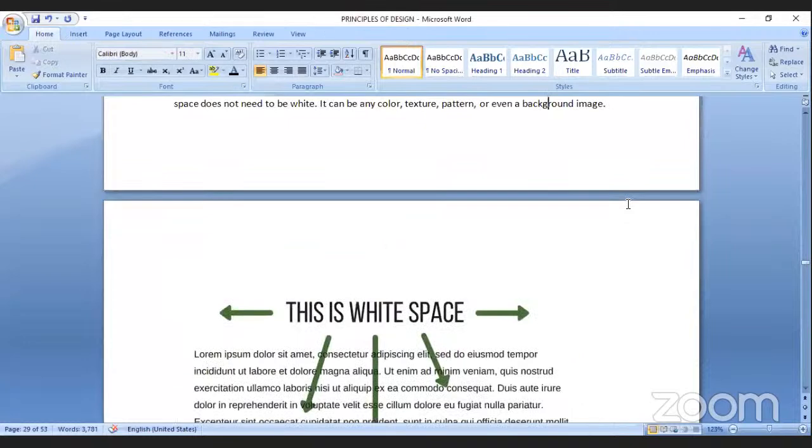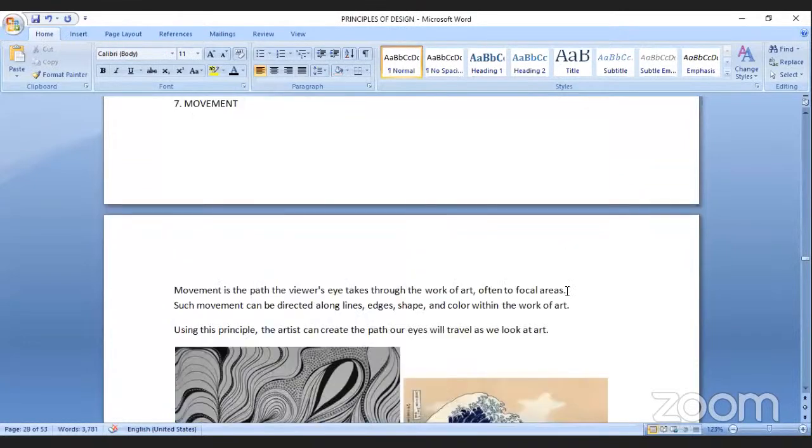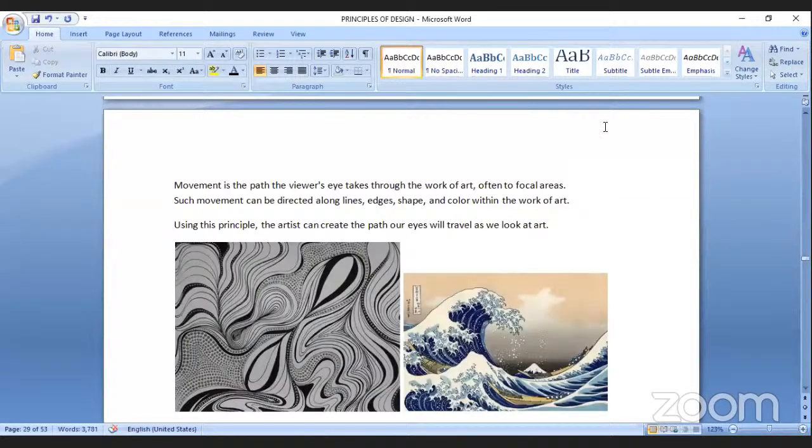So now movement. Movement is the path the viewer's eye takes through the work of art, often to focal areas. Okay? Focal areas, not just one area. Such movement can be directed along lines, edges, shapes, and color within the work of art. Using this principle, the artist can create the path our eye will travel as we look at one particular art.